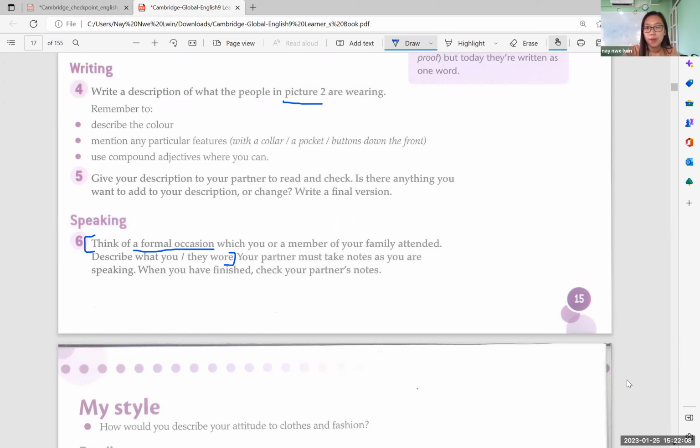And you also need to mention what kind of formal occasion that is. So it's kind of like a wedding ceremony or a shinbyu ceremony or whatever it is. Okay, you have to mention that formal occasion.